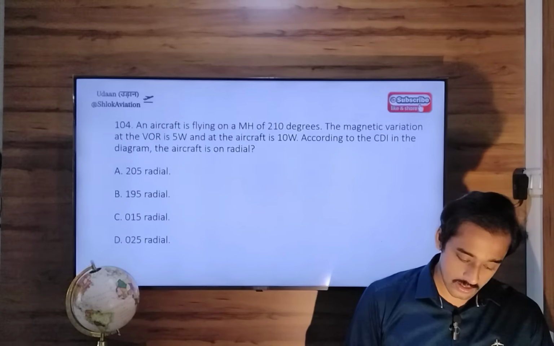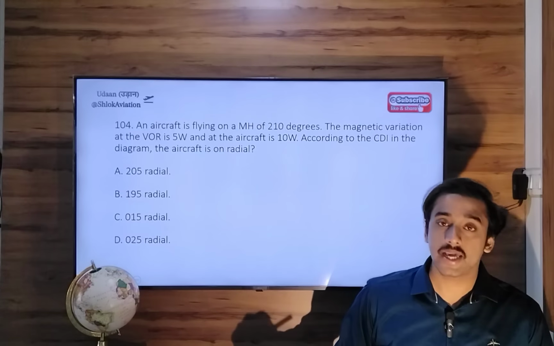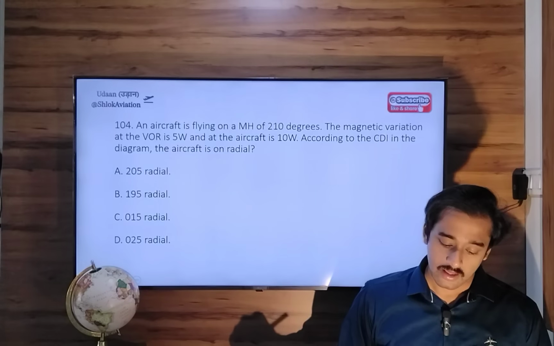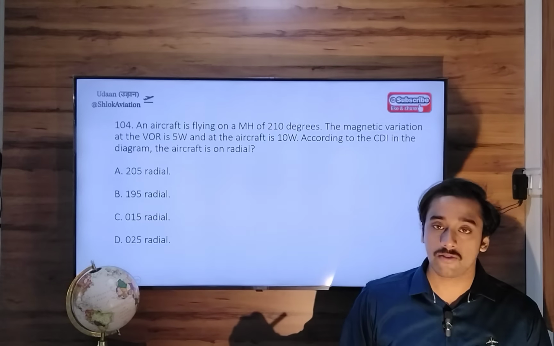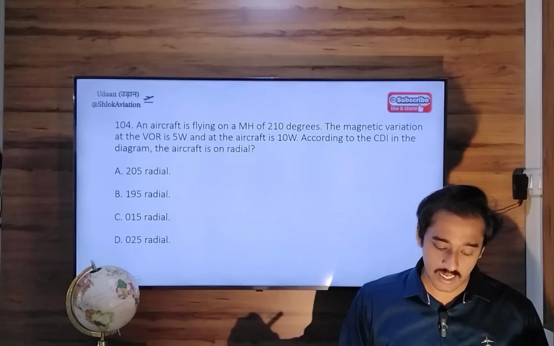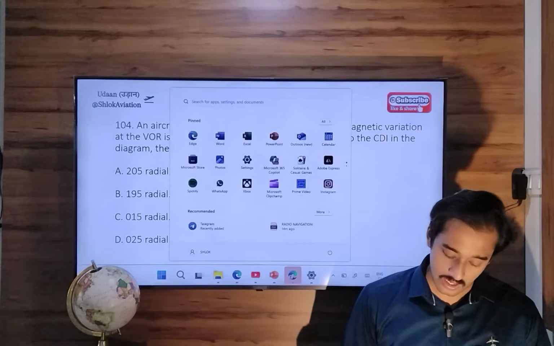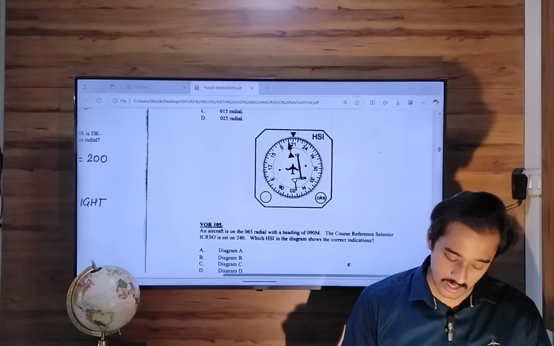Question 104. Aircraft is flying on a heading of 210. The variation at VOR is 5 west and at the aircraft is 10 west. According to the CDI in the diagram, aircraft is on what radial? So let's look at question 104 here.